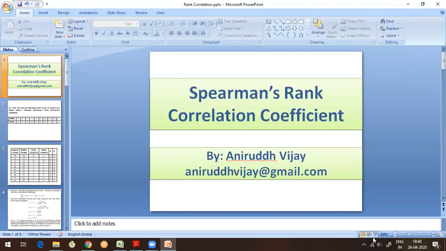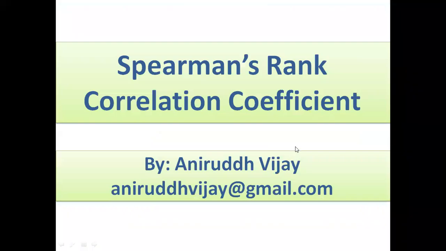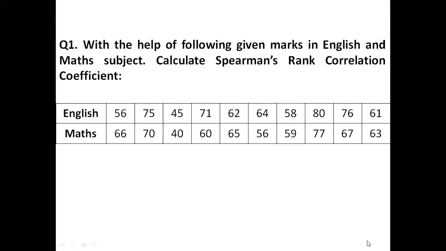So let's go through this method, where we are going to cover the numerical part, that is, how we solve the questions related to the rank correlation coefficient calculation. In this particular method, broadly there are two types of questions. The first type is where we have variables given and the numbers are different altogether from each other.